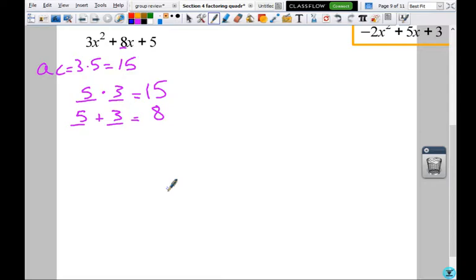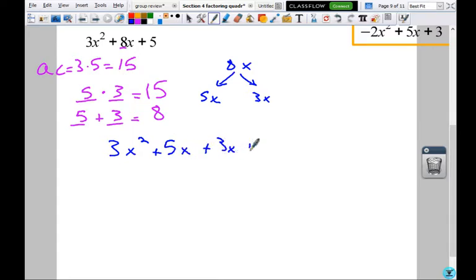Yes, we're gonna rewrite it. So we are going to change this 8x. We're gonna change it to be a 5x and a 3x. For the rest of the year, that's what we're splitting apart. So we got 3x squared plus 5x plus 3x plus 5.